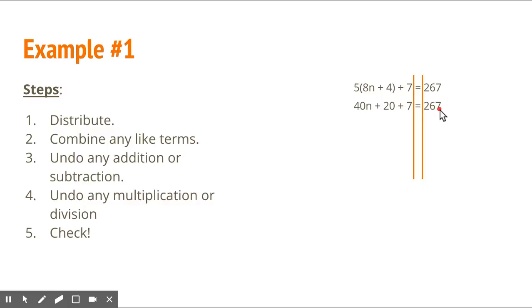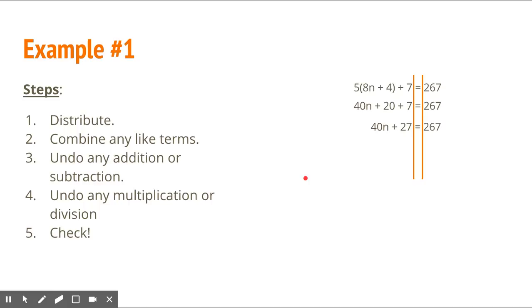Look to the left side and the right side. On the left side, I see a variable and two constants. Those two constants can be combined to make 27. And now we're just back to a regular two-step equation, which you guys did really great on last week.